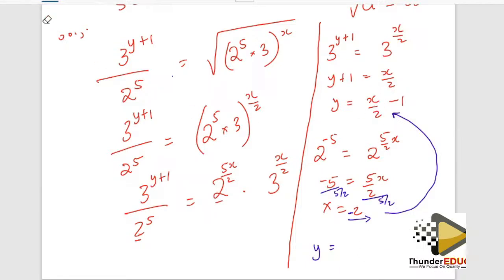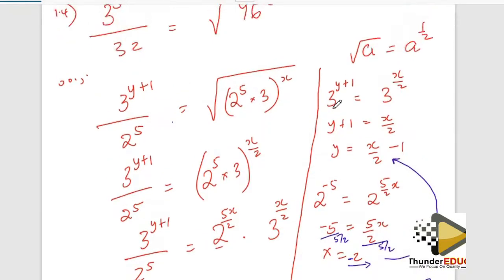So when I replace it there, it's going to be negative 2 over 2, which means it's going to be negative 1 minus 1, which is also going to be negative 2. So y is negative 2. Okay, guys, so that is how we would have gone about 1.4.